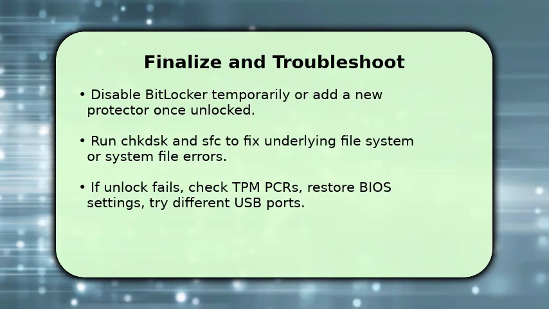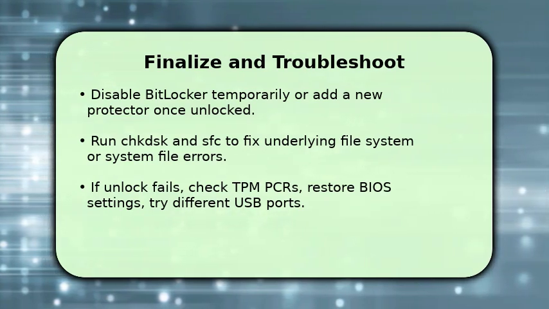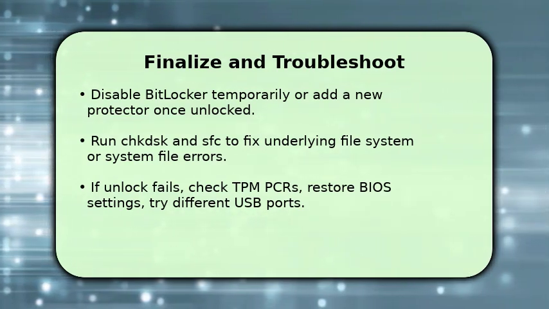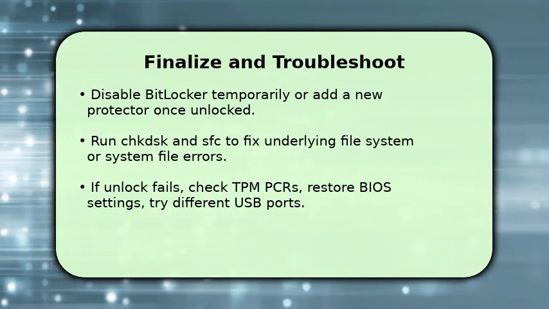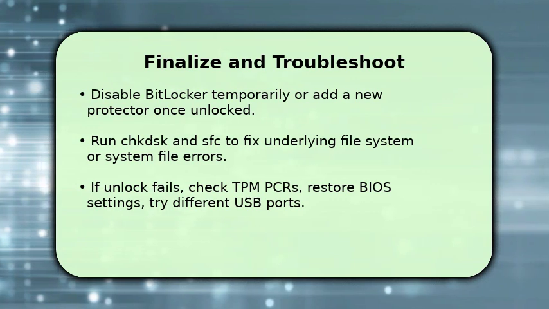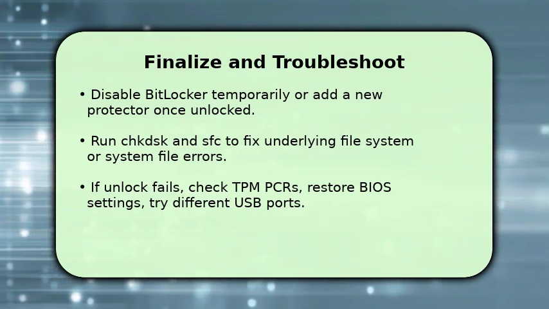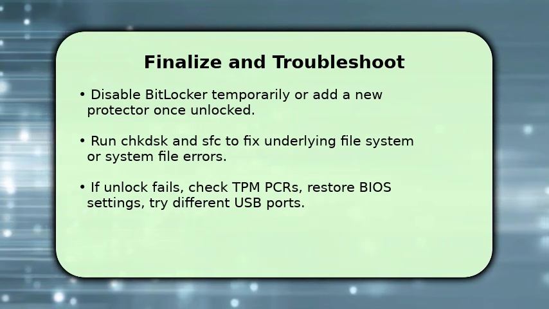After you successfully unlock the drive, add a new protector or disable BitLocker temporarily so you can back up data and recreate a recovery key. Run chkdsk and sfc to repair disk and system file problems that may have triggered encryption access issues.